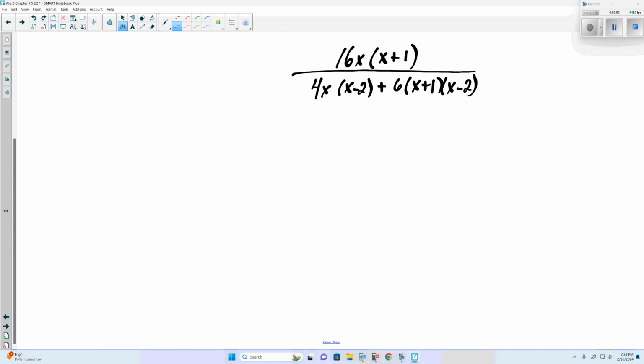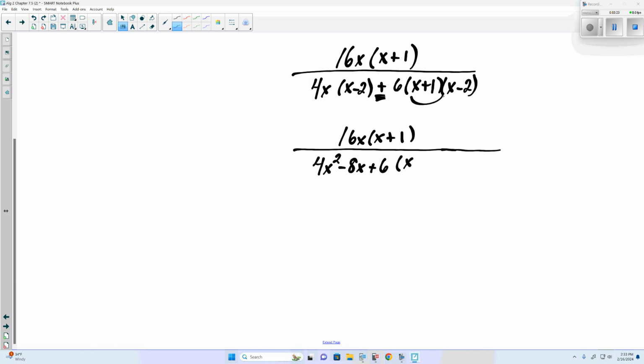Now with our denominator, we need to distribute this out. 4 times x is going to be 4x squared. 4 times negative 2 is negative 8x plus. Our plus sign in the middle is going to keep us from doing that. If that had been a multiplication, then yes.